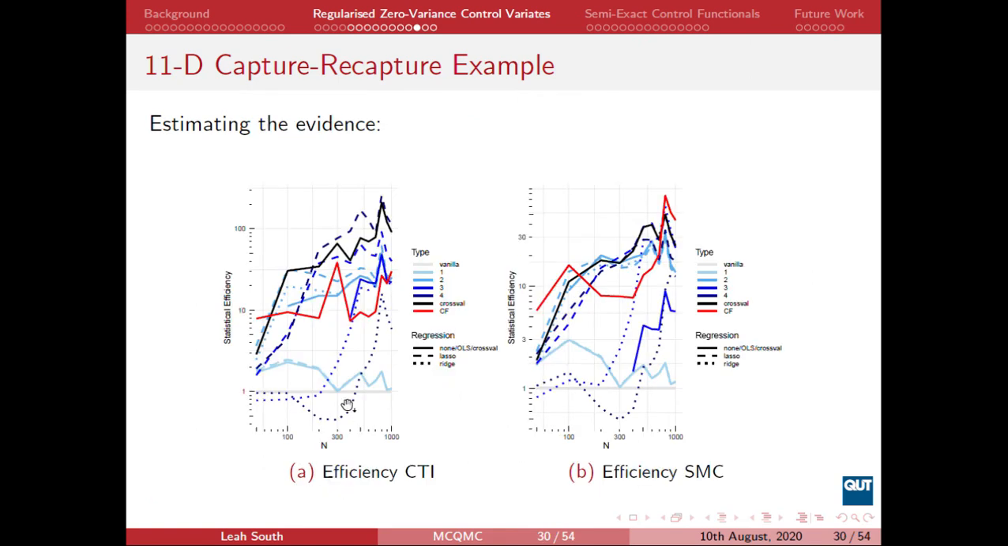This is just looking at a different function of interest that's related to the evidence estimates, or the estimates of the normalizing constant. And in this case, you can still see the general trends that higher order polynomials with LASSO do perform well. But I'm sorry, I forgot to mention that red is control functionals and black is one of our cross-validation methods that we've developed. So you can see that our methods for cross-validation and our higher order polynomials with LASSO are quite competitive.